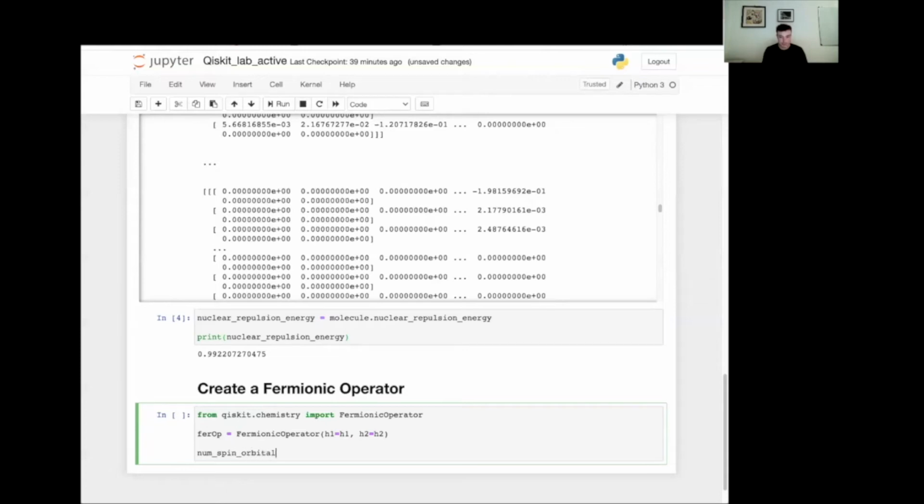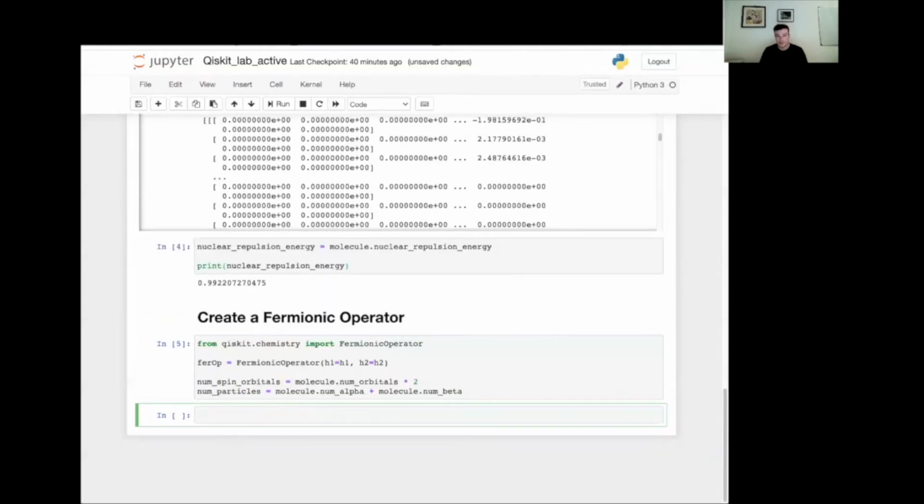The number of spin orbitals in our system, which is related to the number of orbitals in our molecule, multiplied by a factor of 2 because of the spin degeneracy that we have in this system. And then the number of particles, which is basically the number of electrons in our molecule, which is going to be a sum of the number of particles in the alpha and the beta sector separately. So let's sum up these two fields. Let's see if all of this has worked. Yes.